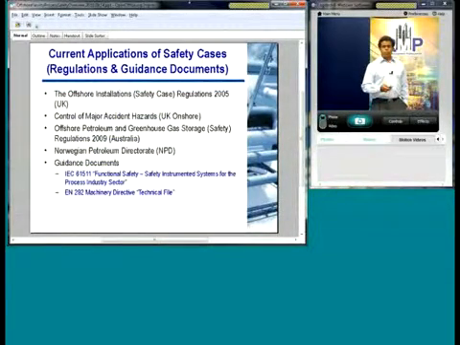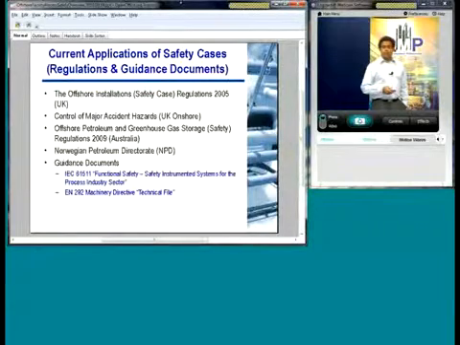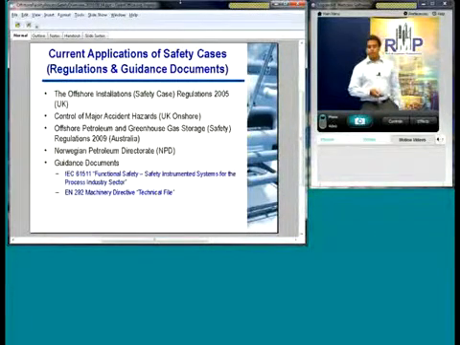Some quick regulations that require safety cases. The UK has the Offshore Installations regulations for 2005. That's the recently updated. The Control of Major Accidents actually regulates UK onshore facilities. The Offshore Petroleum and Greenhouse Gas Storage regulations in Australia. The Norwegian Petroleum Directorate requires safety cases in the North Sea for Norway. And then just some general guidance documents that are used to guide your safety case. For instrumentation and electronics, they have the 61511 that you can see there, and also the Machinery Directive in Europe.